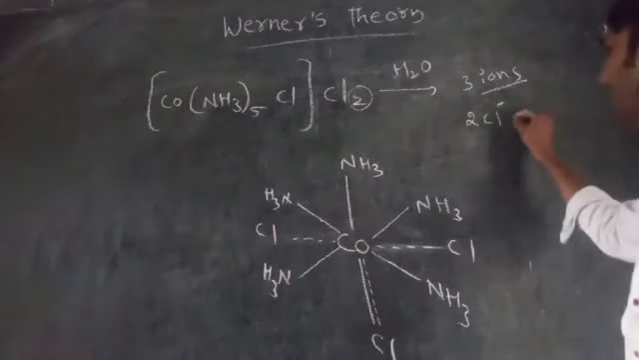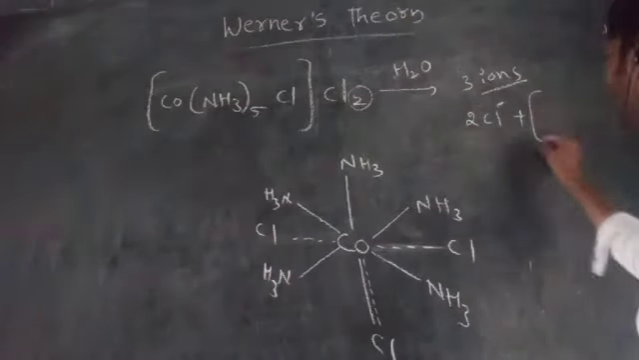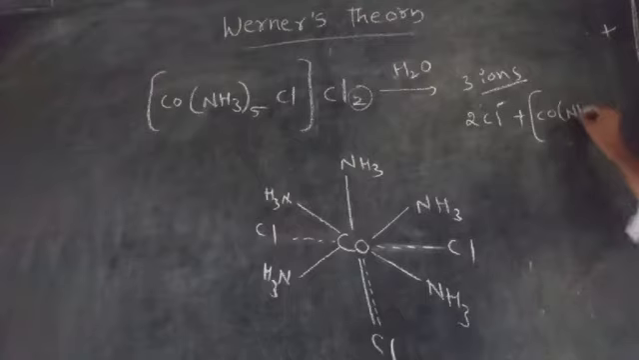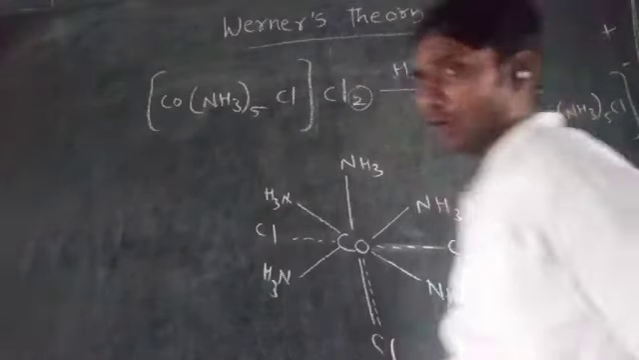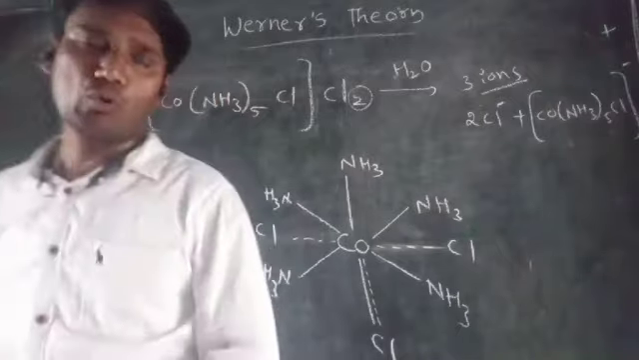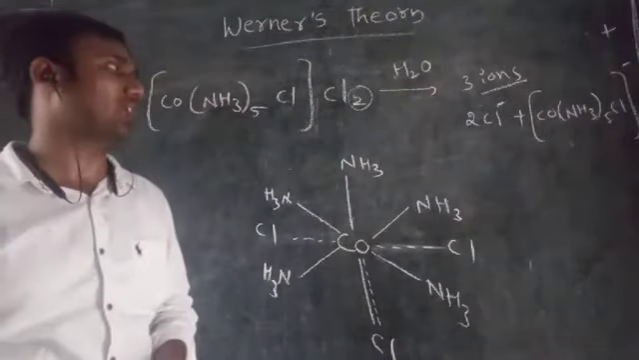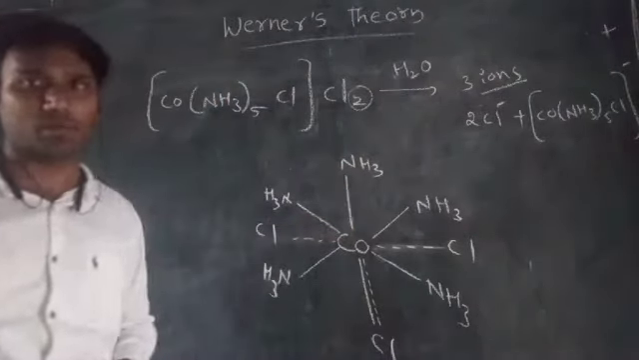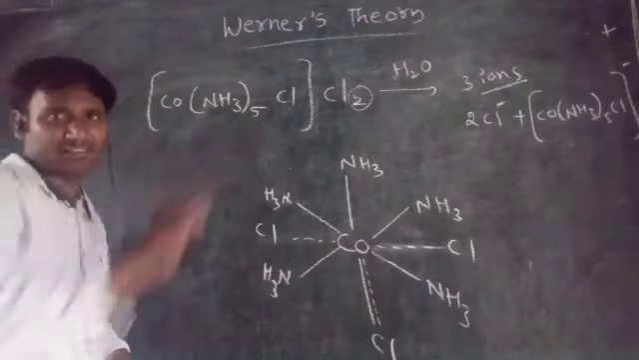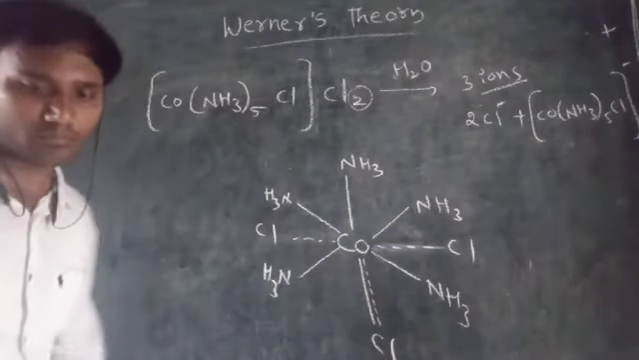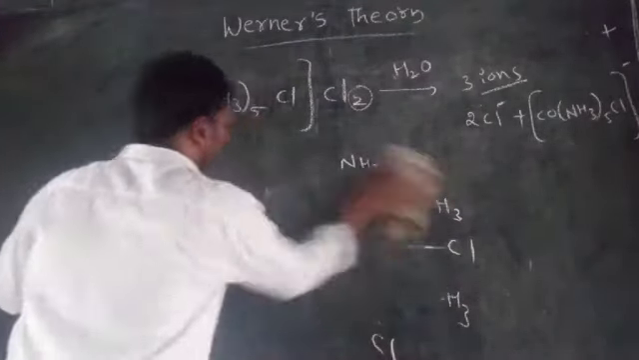That means 2 chloride ions plus the coordination sphere, which is one ion. So [Co(NH3)5Cl] is one of the ions. Totally, 2 chloride ions and 1 coordination ion; 3 ions in total are possible. So this is Werner's theory with this example. So next, one more example.